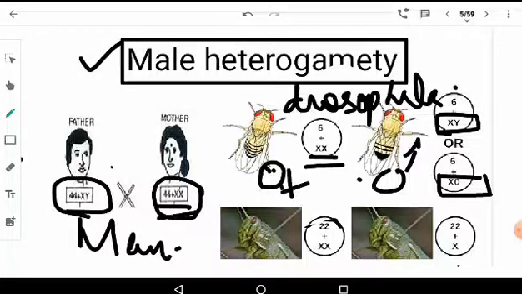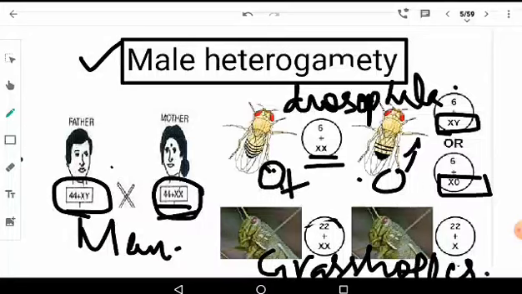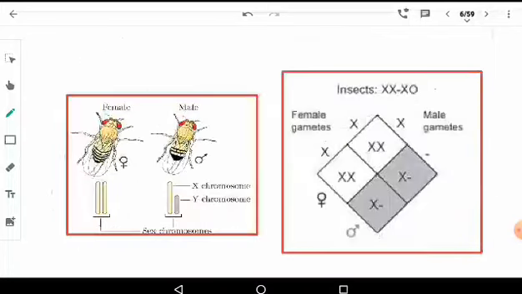The next example that we have over here is that of grasshopper. Grasshopper and many other insects are going to show the XX-XO type of sex determination, where the female is going to represent XX condition and the males will have one X chromosome and another X chromosome, as you can see, is absent. This is known as XO condition, or we can say X0 condition. Now let's move on to the detailed explanation of the various sex chromosomes and how they help to determine the sex of an individual.